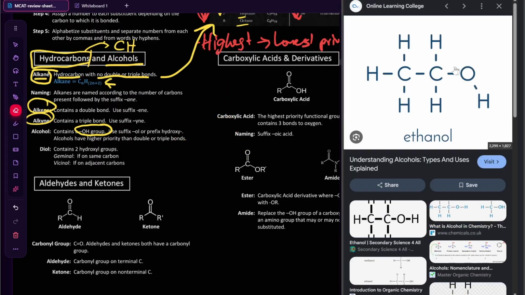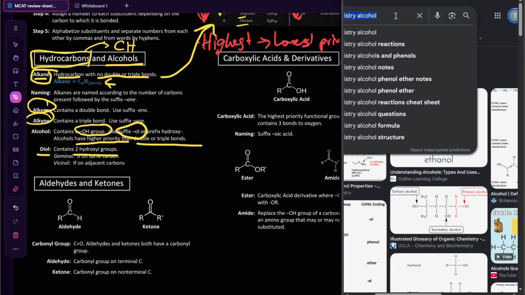Here's an example of ethanol. The reason why it looks like the hydrocarbon, like an alkane, and it has 2. You're like, oh, why don't we just name it 2 plus a side branch? No, because alcohols have higher priority than double or triple bonds. So alcohols are higher priority. So we're going to name the main thing with the suffix ol, as it says here. Okay, a diol contains 2 hydroxyl groups. So let's go find a diol as an example.